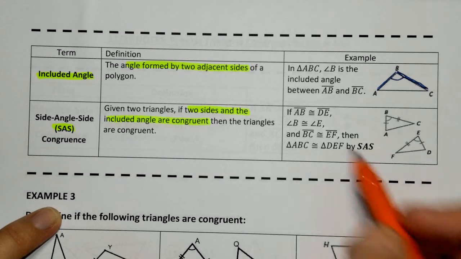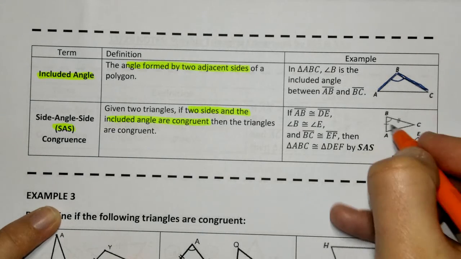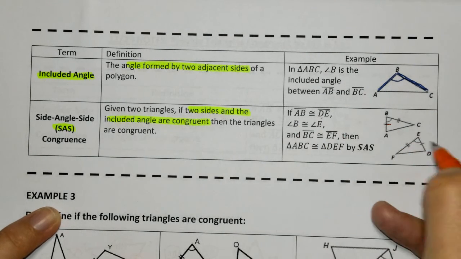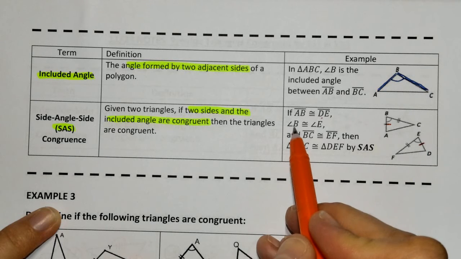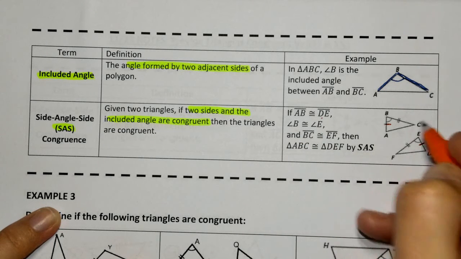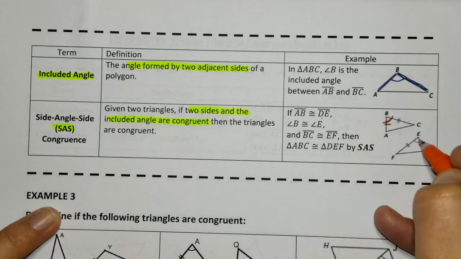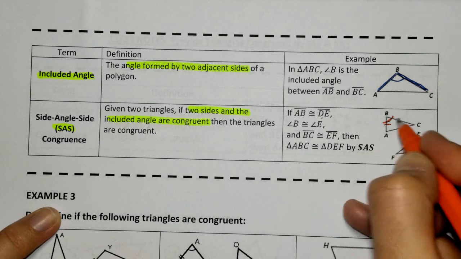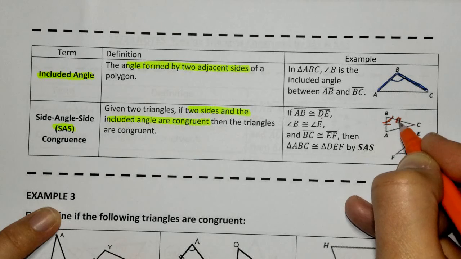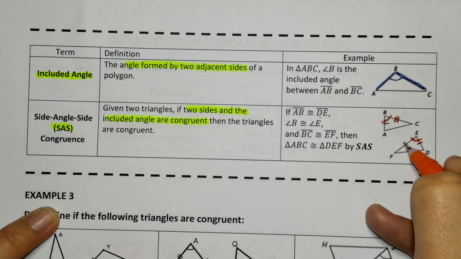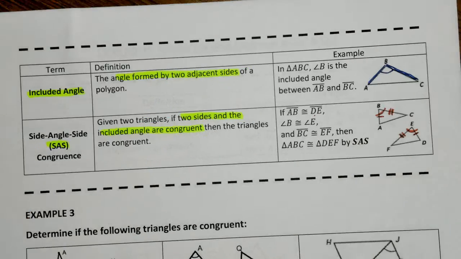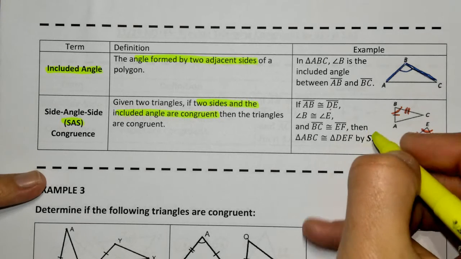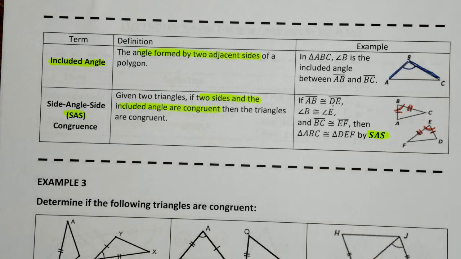So looking at this, we have segment AB is congruent to segment DE. We have angle B is congruent to angle E. And then segment BC right here as marked, two tick marks, is congruent to segment EF. So this is going to give us our SAS, or our side angle side congruence.